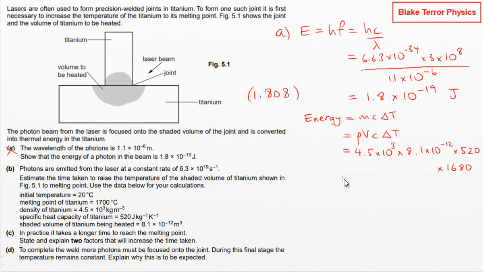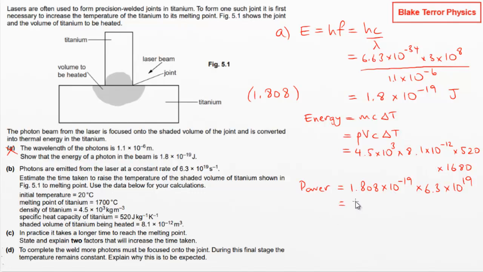And we are getting energy, so our power, this is our rate of energy transfer, is going to be equal to what we worked out in the previous bit, 1.808 times 10 to the minus 19, multiplied by 6.3 times 10 to the 19. So they're going to cancel out, so that makes things a little bit easier.